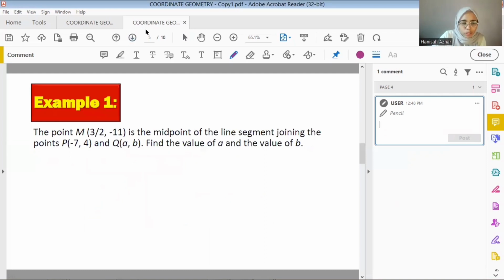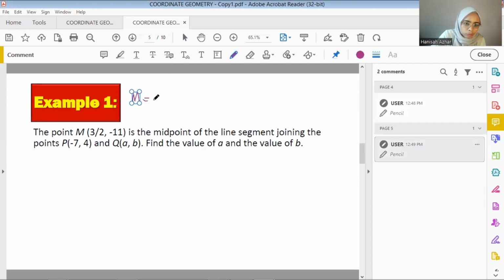Okay, we go to the first example. The point M (3/2, negative 11) is the midpoint of the line segment joining the point P (negative 7, 4) and the point Q (a, b). Find the value of a and the value of b. First things first, we have to write the formula first. M equals (x1 plus x2) over 2 and (y1 plus y2) over 2.